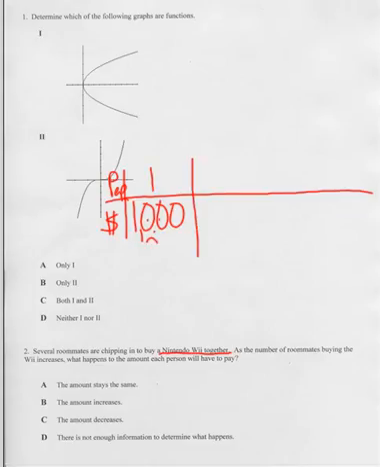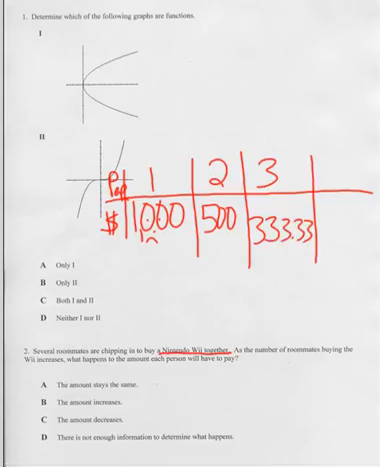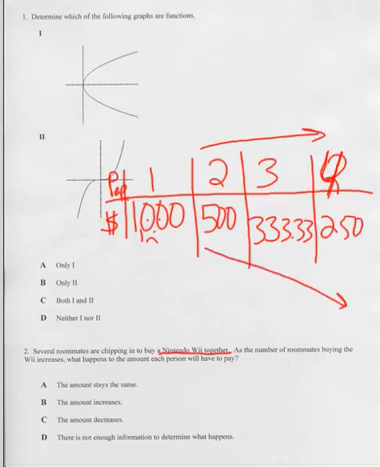So if one person is involved, the cost is $1,000. He's a little upset because that's a lot of money. If 2 people get involved, now the cost is broken in half, so it's $500 per person. 3 people, $333.33. And 4 people, that's a 4, $250. So as you can see, the more people that get involved, the price is going down. What happens is that the amount each person has to pay decreases.